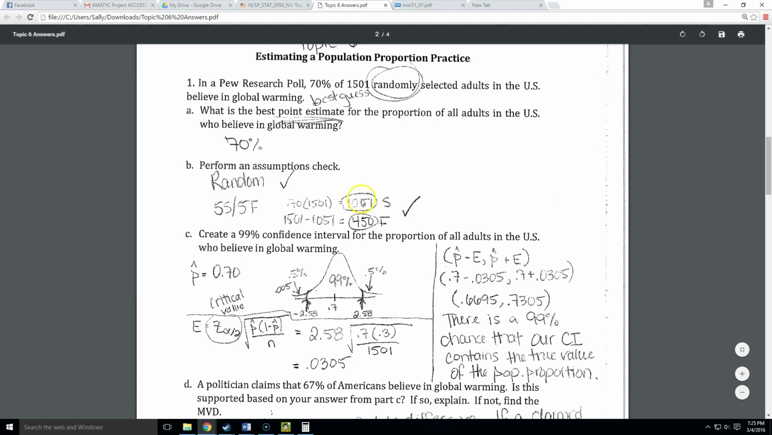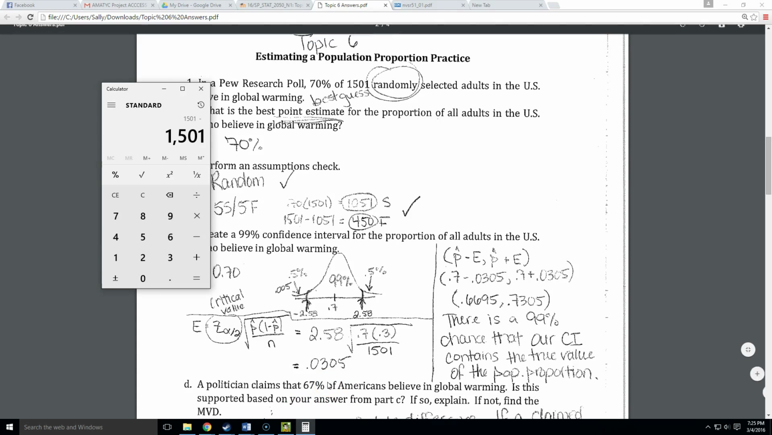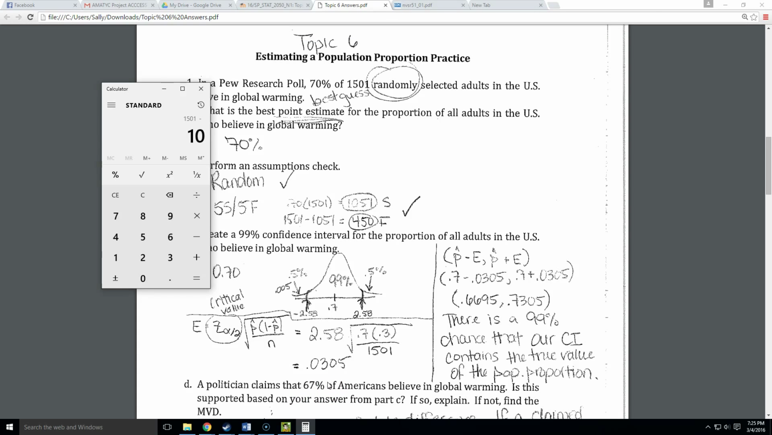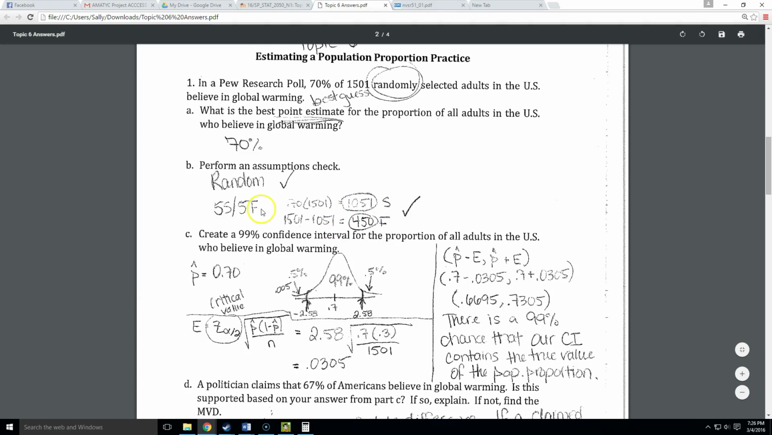And so now if 1051 believe in global warming, then that means everyone else said that they did not believe in global warming. So the rest of those people, 450, are our failures. And not a literal success or literal failure. They're just our positive and negative version of our answer as far as this is concerned. And this does pass.